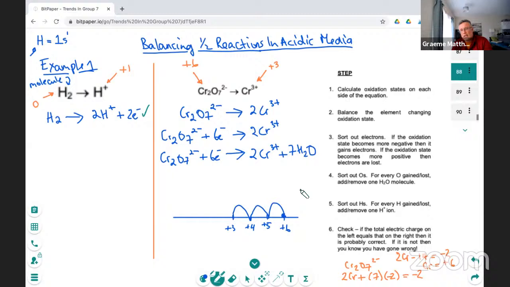But now I need to balance out the hydrogens. So on this side, I've got 7 times 2, all right, 7 times 2, here's my 14 hydrogens. Because up here, I got 7 oxygens, which is why I added 7 waters, right? Right then, so here we are.